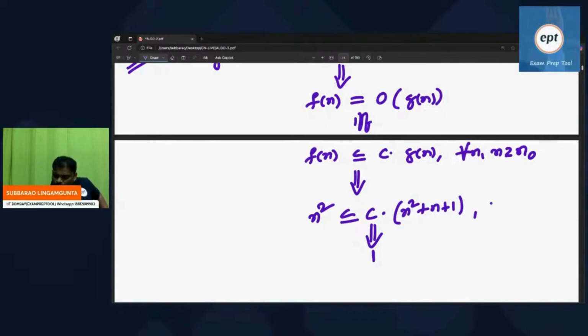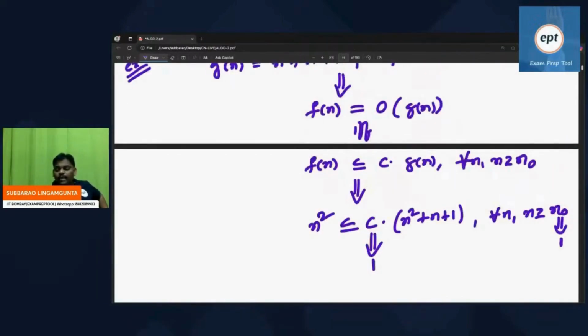So for all n, where n is greater than or equal to n0. Remember, this n0 is the starting n value from where this will work. The minimum n0 is 1, and from 1 onwards you can try. Let me try: is 1 working? If I take n equal to 1, left is 1, right is 1 plus 1 plus 1, which is 3. Comparing left and right, the right is bigger. So 1 is working. You can check 2 and 3 also. I think from 1 onwards everything works, so n0 is 1. So I am able to satisfy the definition.